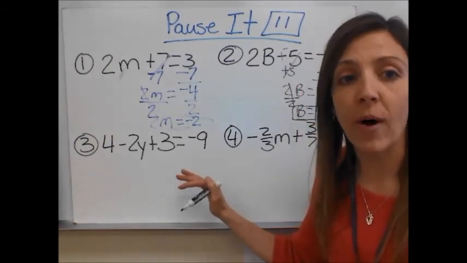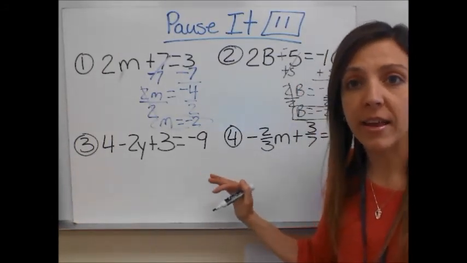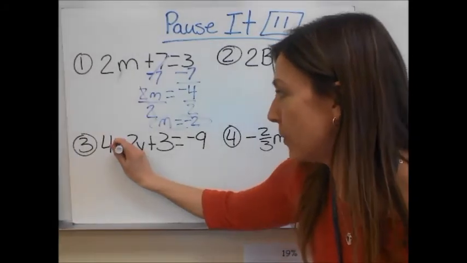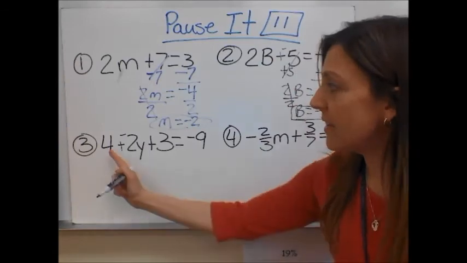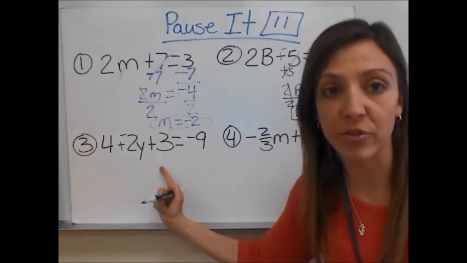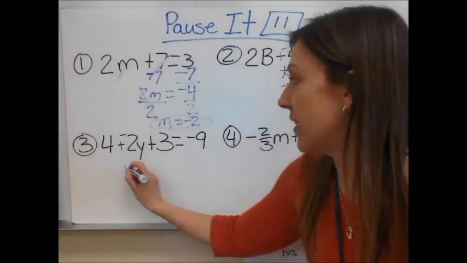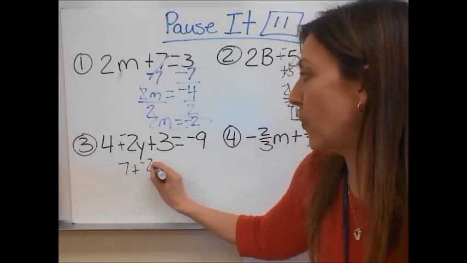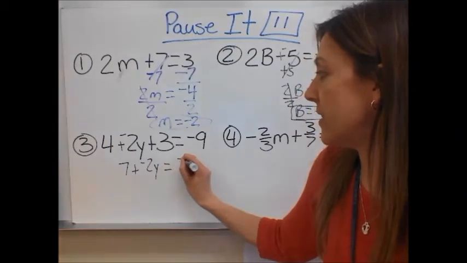4 minus 2y plus 3 equals negative 9. So we're going to add our like terms together here first. I'm going to go ahead and stay, switch this. And I see that I have a 4 and a 3, and they're both constant terms. So I can add those together and get 7. So I'm going to rewrite this as 7 plus negative 2y equals negative 9.